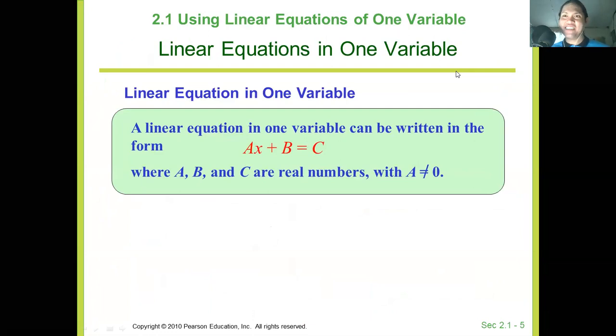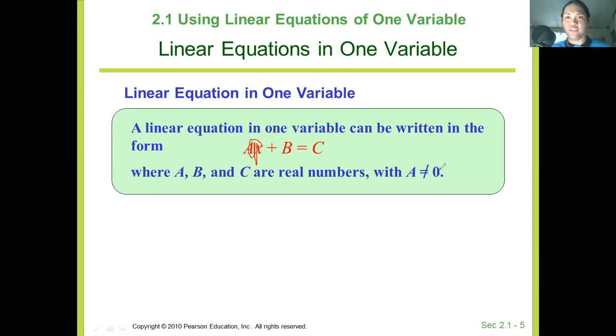How do we define a linear equation in one variable? I want you to read there. A linear equation in one variable can be written in the form ax plus b is equal to c, where a, b, and c are real numbers, with a not equal to 0. What will happen if a is equal to 0? The first term becomes 0, so that means there's no variable. So it's not a linear equation in one variable if a is equal to 0.